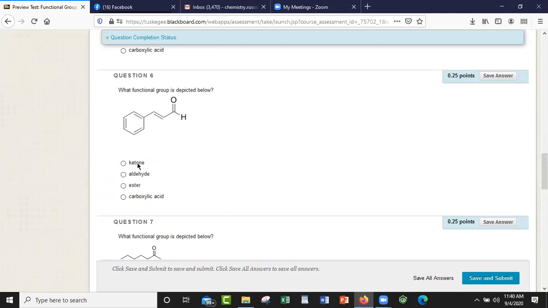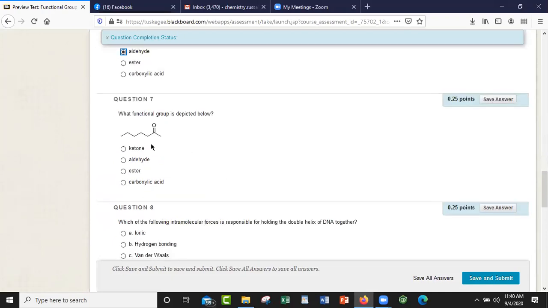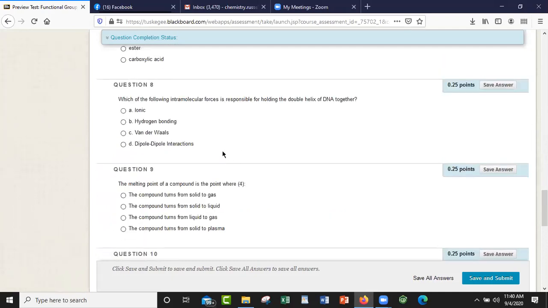Aldehyde. It's the aldehyde. Good. And here? The ketone. Ketone. Great. Perfect. All right, let's look at the next question. Which of the following intramolecular forces is responsible for holding the double helix of DNA together?